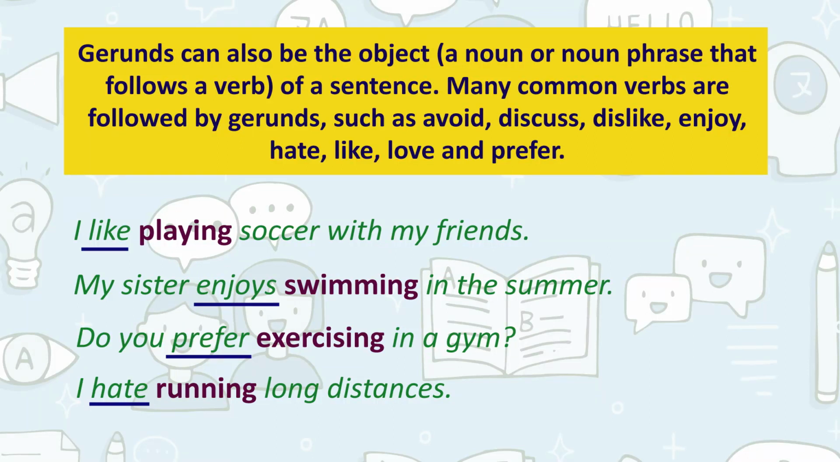As we explained at the beginning, gerunds can also be the object of a noun phrase that follows a verb. Many common verbs are followed by gerunds such as avoid, discuss, dislike, enjoy, hate, like, love, and prefer. As I said previously, at the end of this lesson, you will have a list about those verbs.